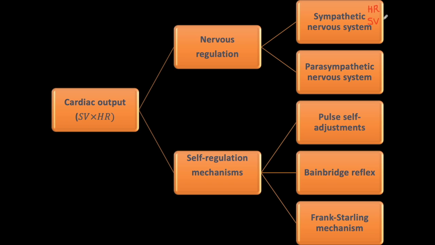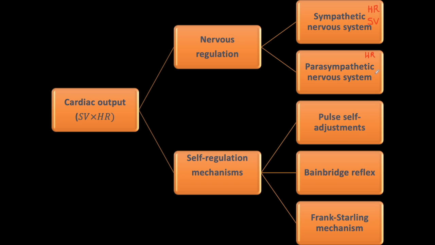For example, it can increase the cardiac output from the normal value of 5 liters per minute to, for example, 12 or 13 liters per minute. What about the parasympathetic nervous system? This parasympathetic nervous system also affects our heart rate. It can just decrease our heart rate.